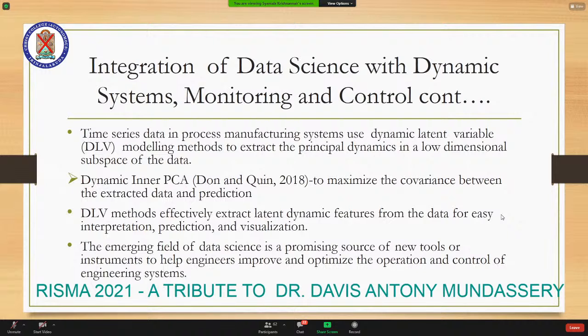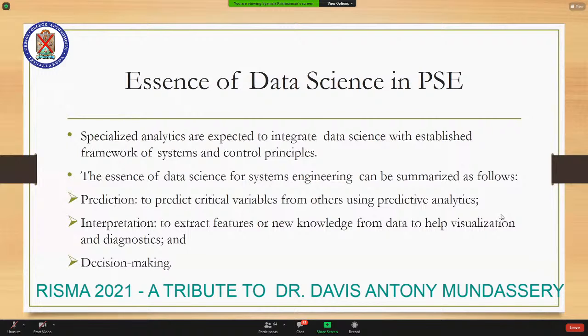The emerging field of data science is a promising source of new tools to help engineers improve and optimize the operation and control of engineering systems. So we already know about that. Now, the essence of data science in process system engineering. Here it says specialized analytics are expected to integrate data science with the established framework of systems and control practice. The essence of data science for system engineering can be summarized as prediction, interpretation, and decision making. Prediction means to predict critical variables from others using predictive analytics. Interpretation means to extract features or new knowledge from data to help with visualization and diagnostics. And the last one is decision making. So these are the essence of data science for process system engineering.